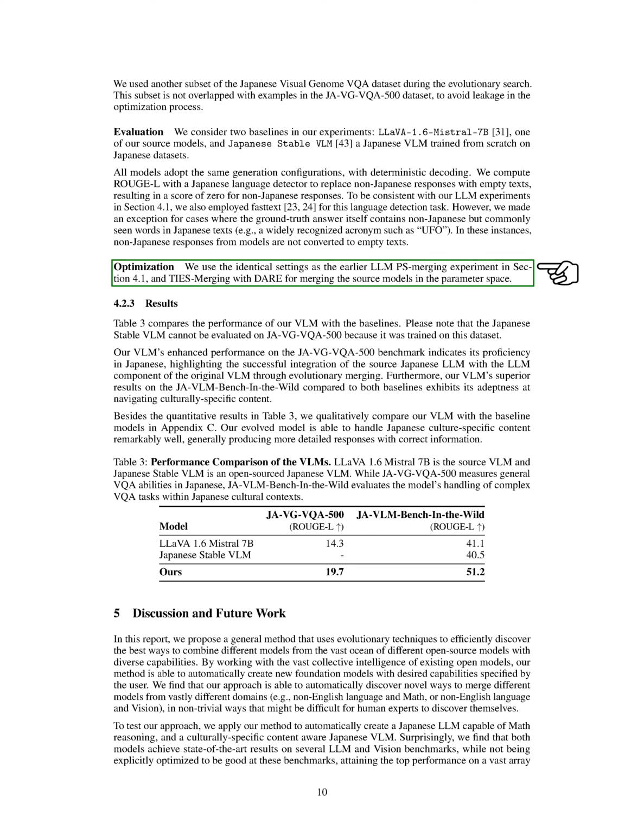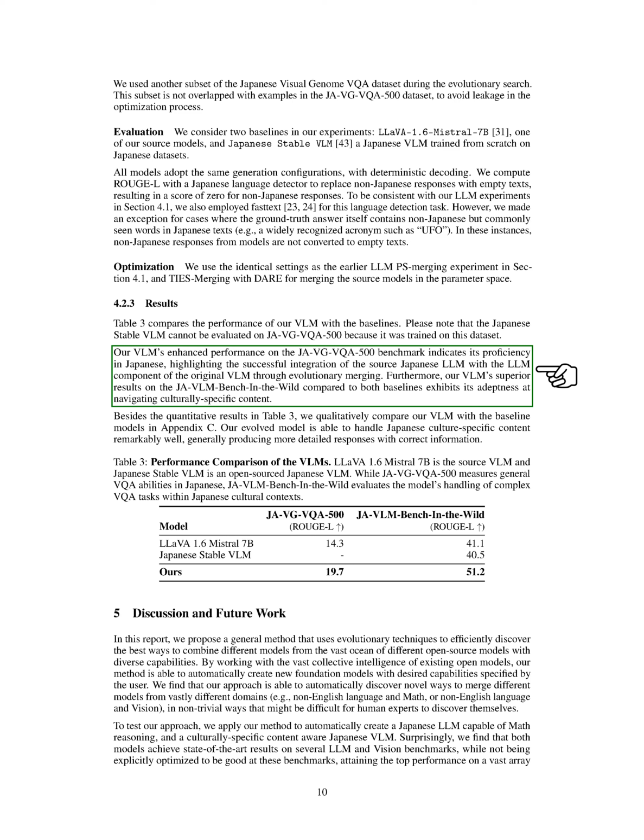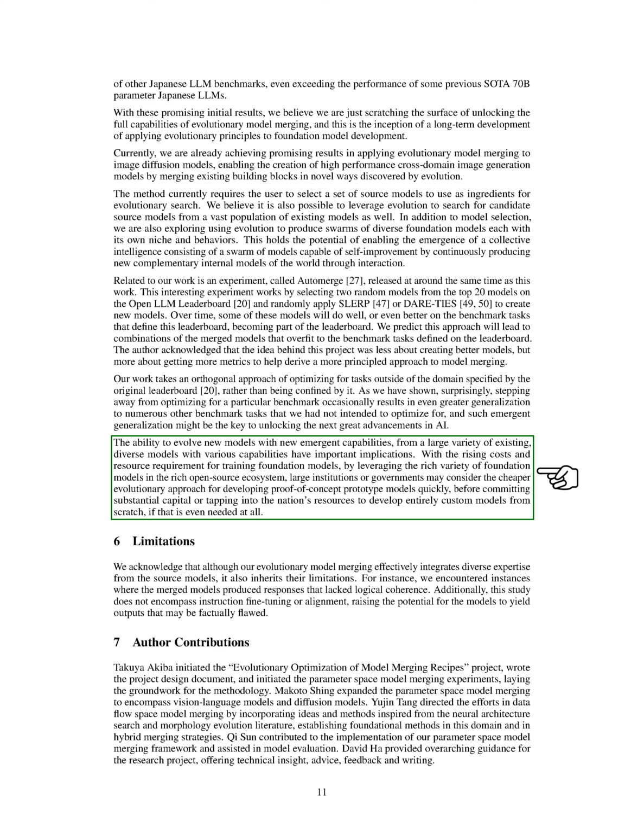We applied the same optimization settings as in our previous experiments to merge the source models in the parameter space. Our VLM outperformed the baselines on the benchmarks, showcasing its proficiency in Japanese and cultural content understanding. Our method leverages evolutionary techniques to combine different models effectively, creating new foundation models with desired capabilities. By merging models from diverse domains, we can achieve state-of-the-art results on various benchmarks. This approach shows promise for developing high-performance models through evolutionary model merging.